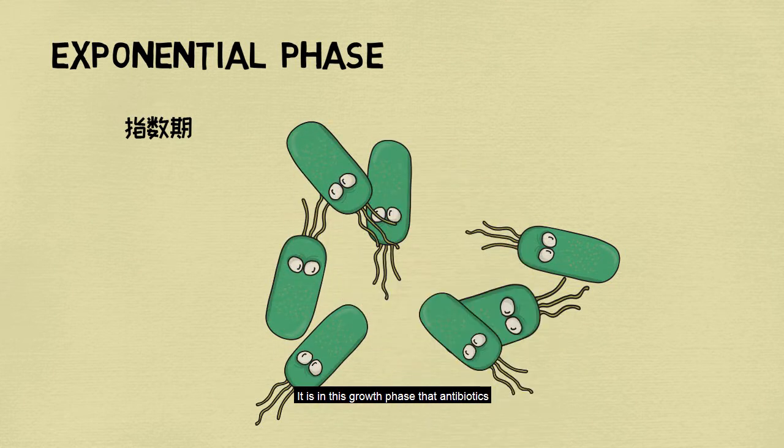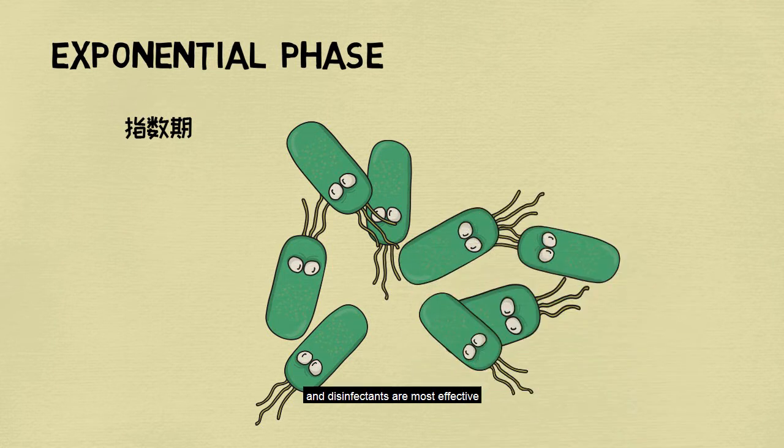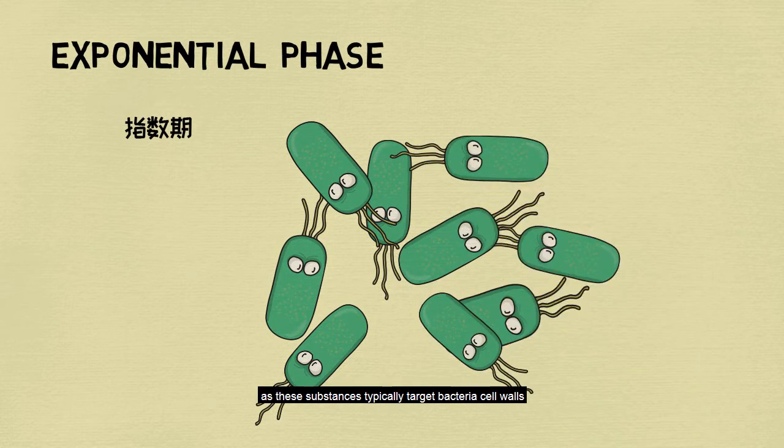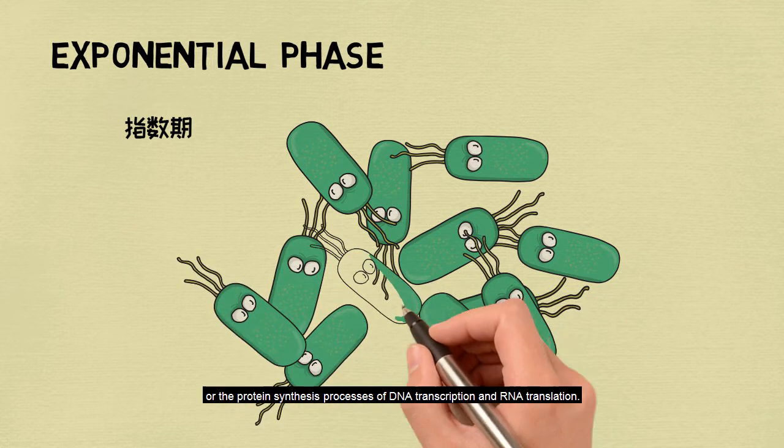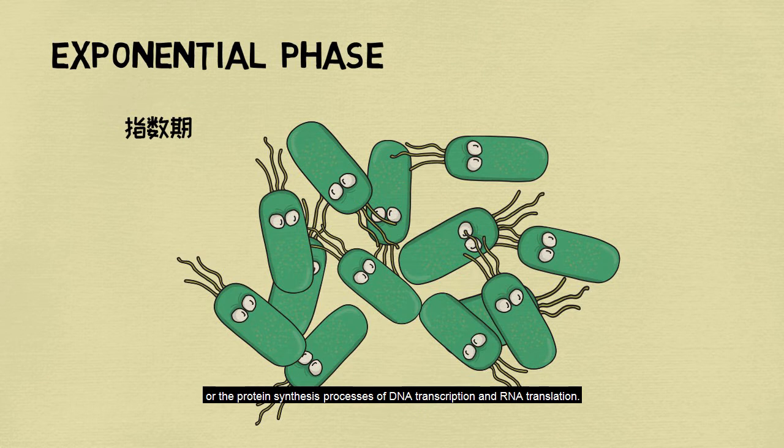It is in this growth phase that antibiotics and disinfectants are most effective, as these substances typically target bacterial cell walls or the protein synthesis processes of DNA transcription and RNA translation.